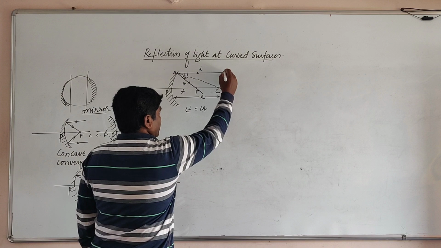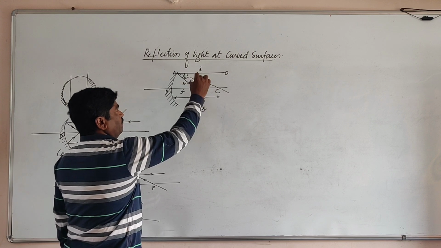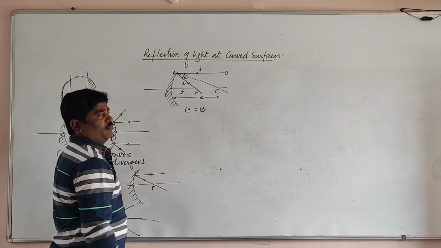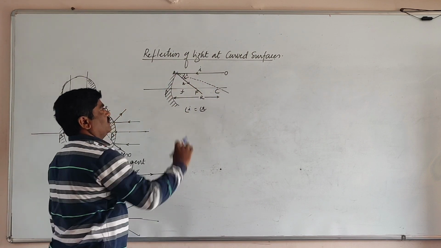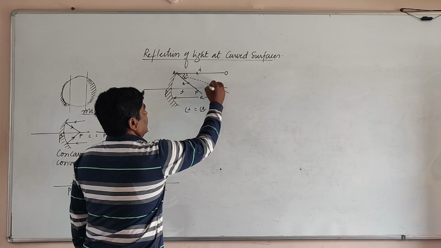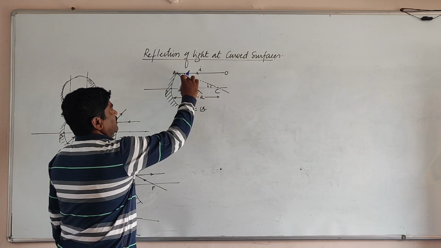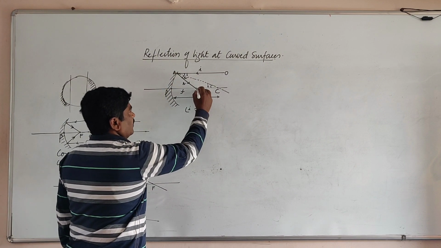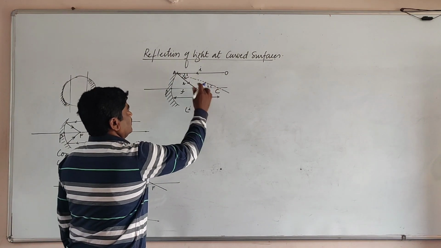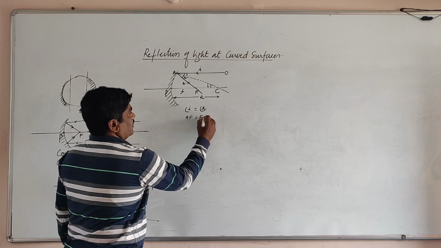And this line, OA, is the incident ray. After reflecting, it meets AF. But AC is the normal drawn. The normal bisects the angle. So now here you see, this angle is also I. When I and R are equal, therefore the sides AF and FC are equal, because they are facing equal angles. Therefore the side AF is equal to FC.